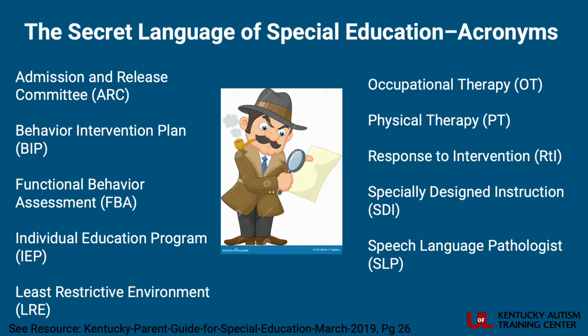And the last one we're going to talk about is LRE, or Least Restrictive Environment. This is the educational setting that provides the student access to the general education curriculum and same-age peers to the greatest extent possible based on the child's needs. This decision is re-examined annually.